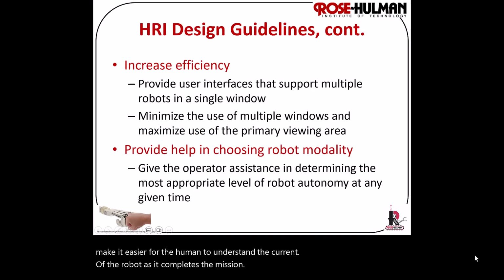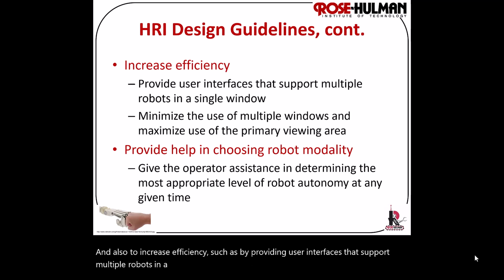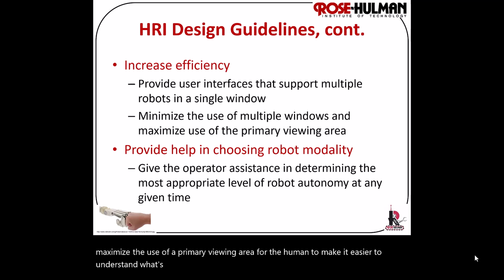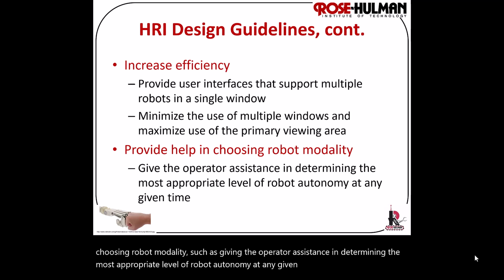And also to increase efficiency, such as by providing user interfaces that support multiple robots in a single window, or minimize the use of multiple windows and maximize the use of a primary viewing area for the human to make it easier to understand what's going on or the status of the mission, and also to provide help in choosing robot modality, such as giving the operator assistance in determining the most appropriate level of robot autonomy at any given time. And this concludes week 2 lecture.